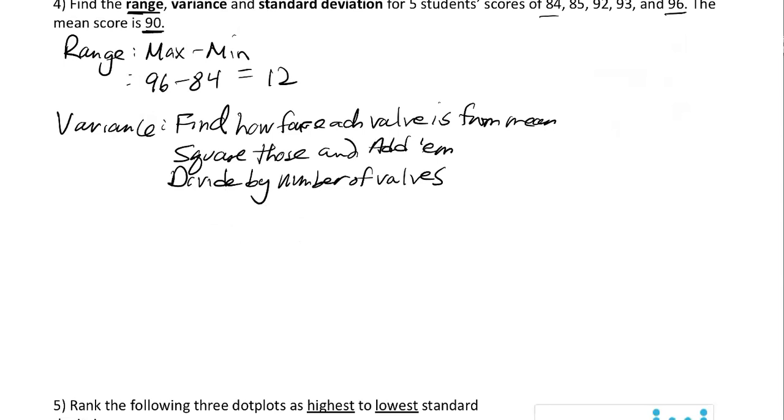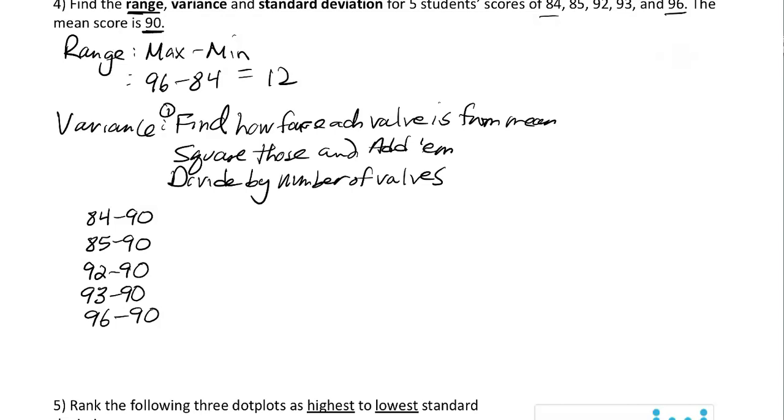We need to find the distance each value is from the mean. So we're going to do 84 minus 90. We have 85 minus 90, the distance from the mean. We have 92 minus 90, 93 minus 90, and 96 minus 90. So those are the distances from the mean. That was the first step.